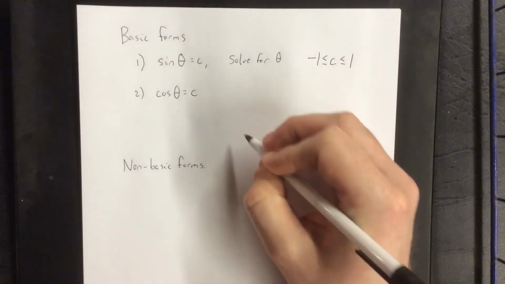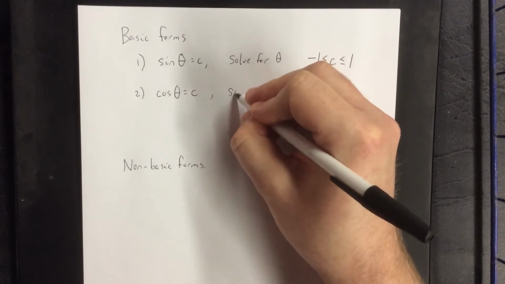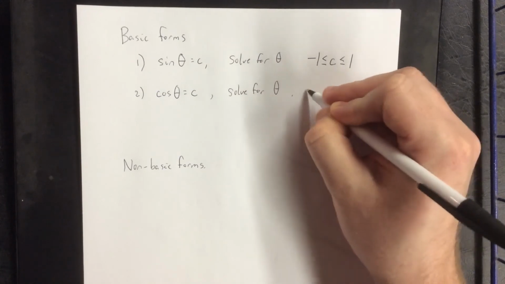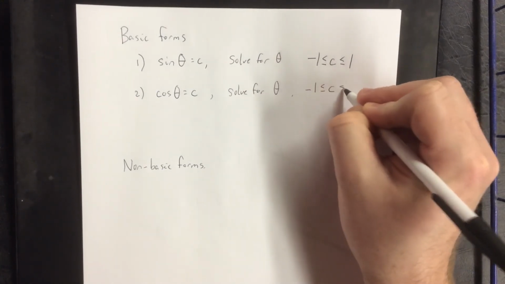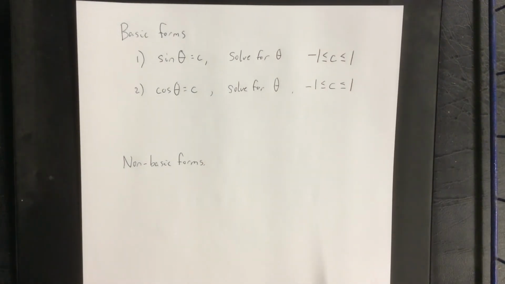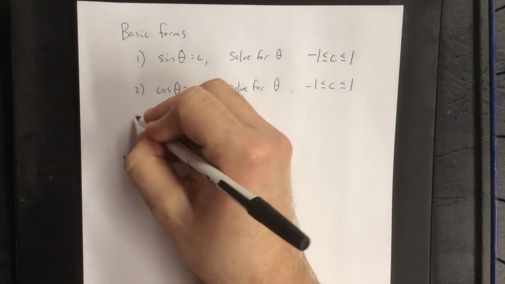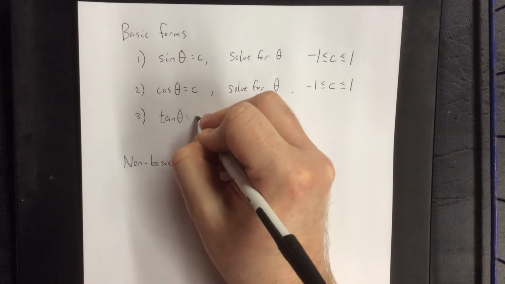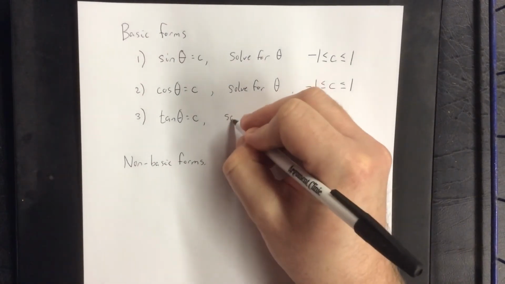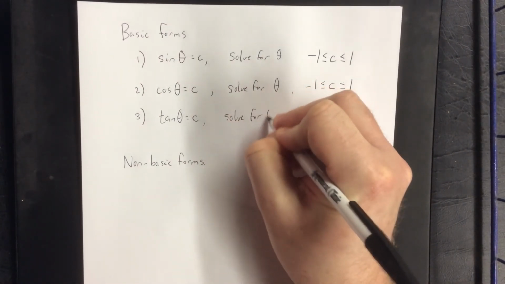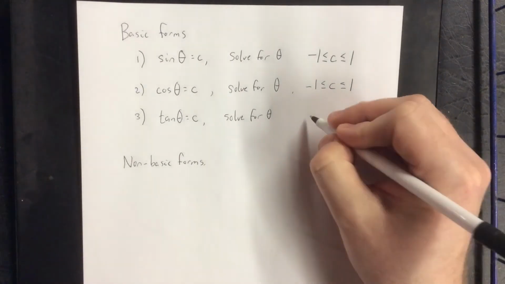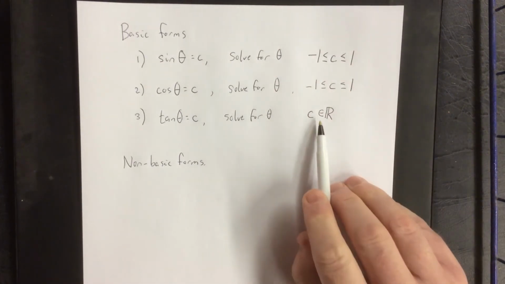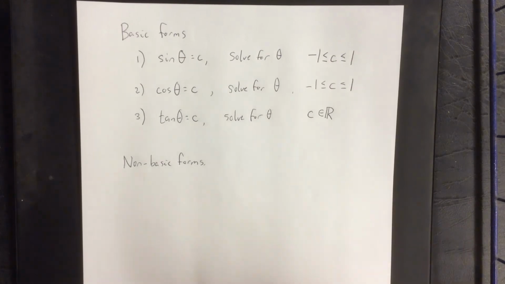Additionally, we could have the cosine of theta is equal to a constant, where once again we're trying to solve for theta. And once again, because of the range of the cosine function, we need that number to be between -1 and +1. And finally, we have the tangent of theta being equal to a number where our goal is solve for theta. Because of the range of the tangent function, it's actually okay for c to be an element of the real numbers. That is, c can be any real number.